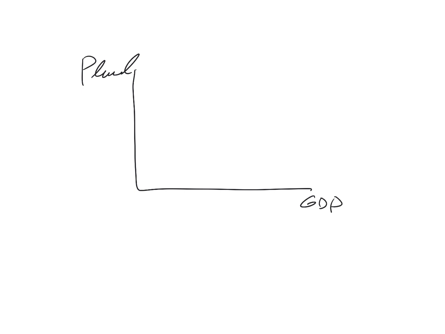I think we'll start out with a very brief review of aggregate demand, short-run aggregate supply, and long-run aggregate supply. So here we go. Let's start with the aggregate demand curve. Here is the price level, and here is GDP. The aggregate demand curve slopes downward just like that.